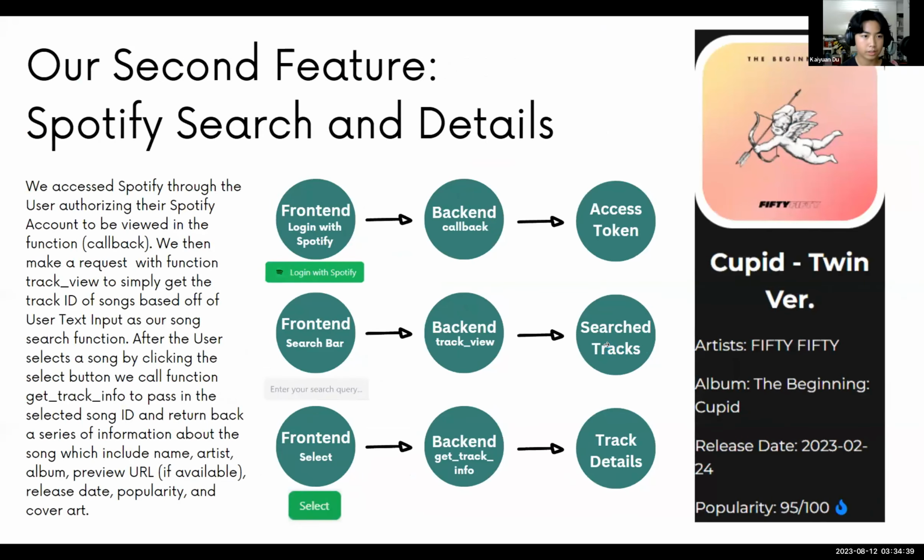So our second feature is about Spotify search and the song's details. We access Spotify through the user authorizing their Spotify account to be viewed in the function callback. Then we made a request with the function track view to simply get the track ID of songs based off of the user text input as our song search function. After the user selects a song by clicking the select button, we call a function get track info to pass in the selected song ID and return back a series of information about the song, which include name, artist, album, preview URL if it's available, release date, popularity, and cover art.